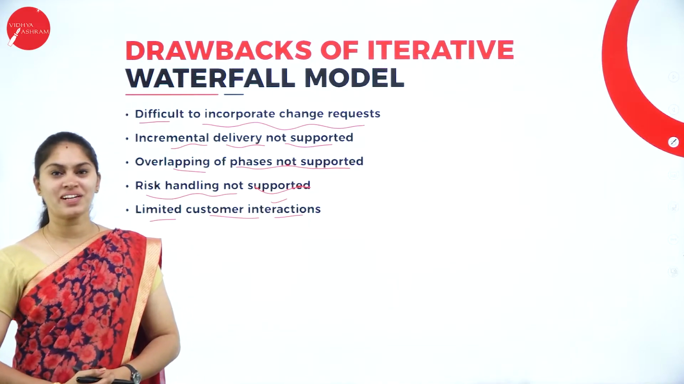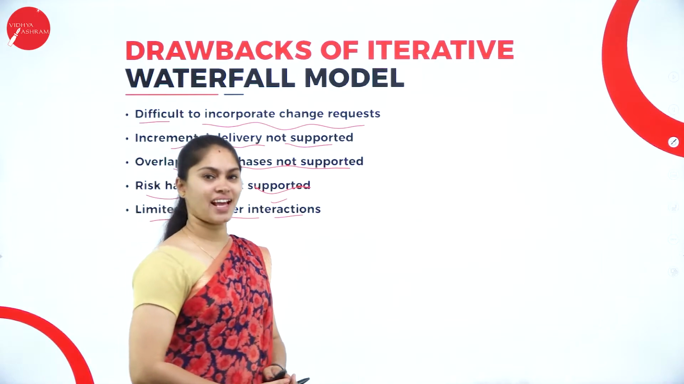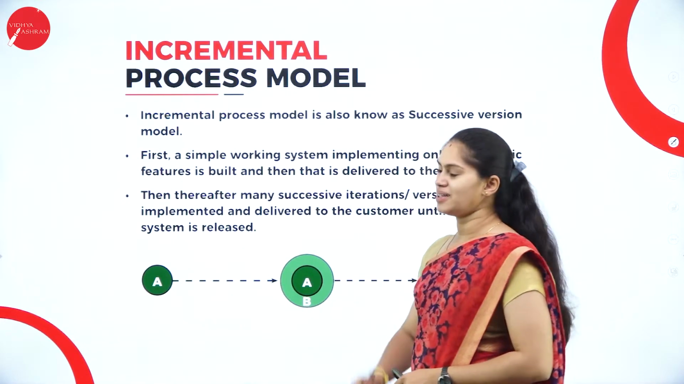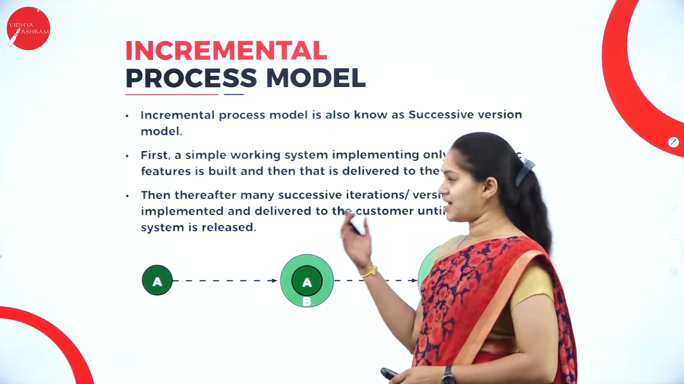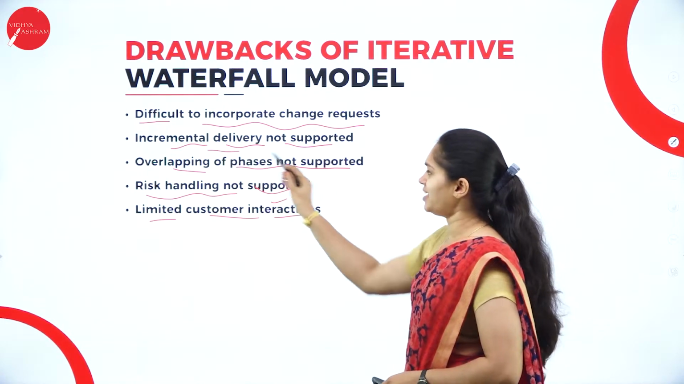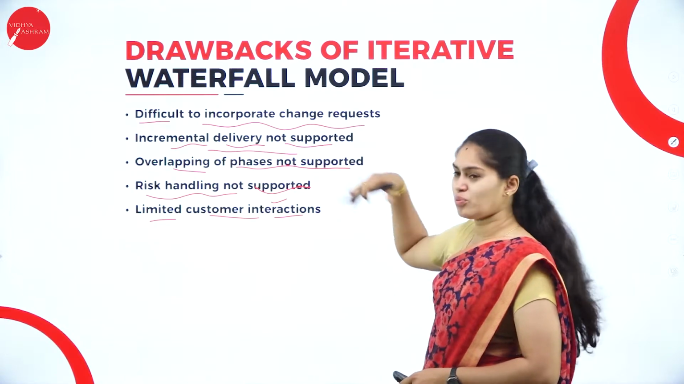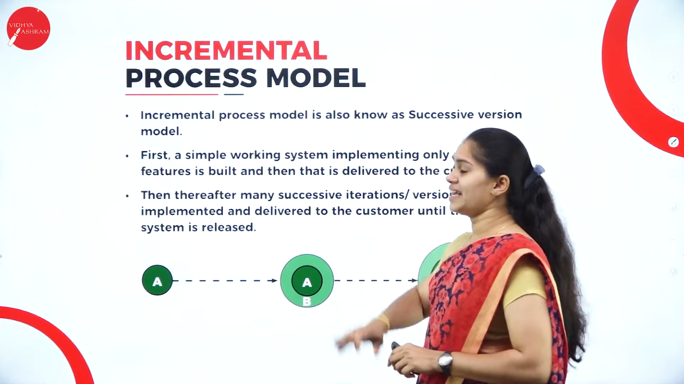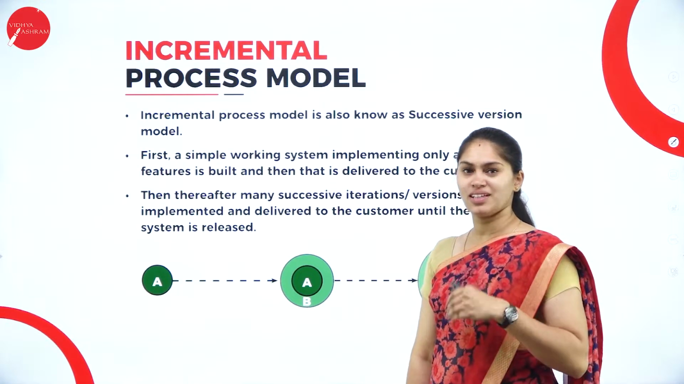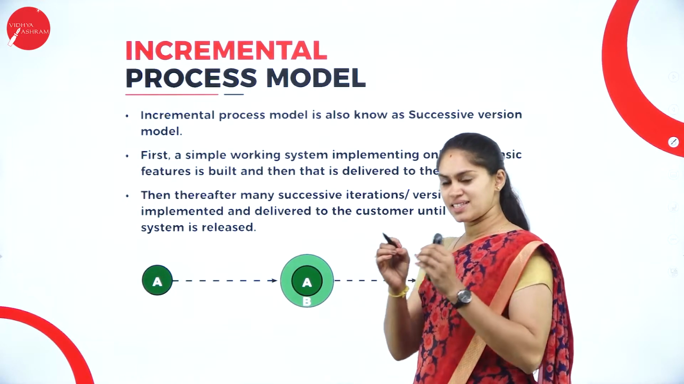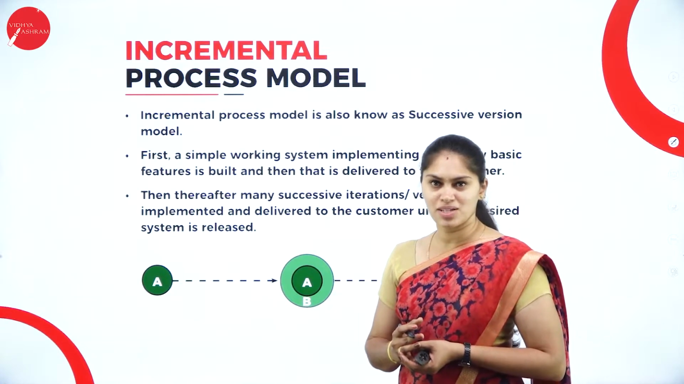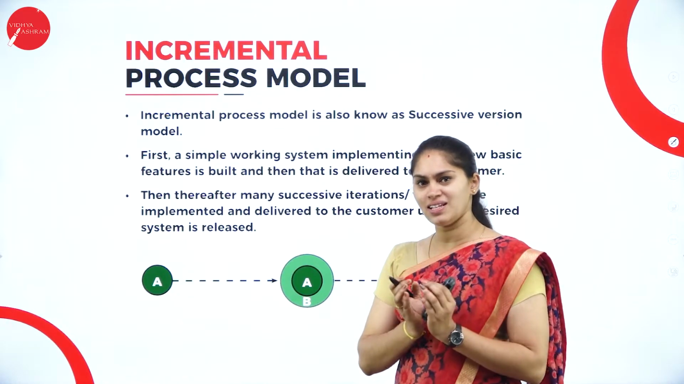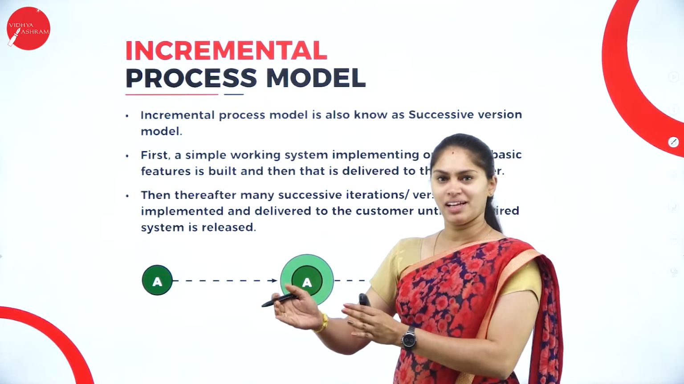So in order to overcome all these disadvantages, next we have one more life cycle model, that is the incremental process model. As you can see here, incremental delivery is not supported in the iterative model, or even in the classical waterfall model. For that reason we have the incremental process model. In this, they will gather the requirements from the customer and start working towards that. Once one model is over, it will be delivered to the customer.